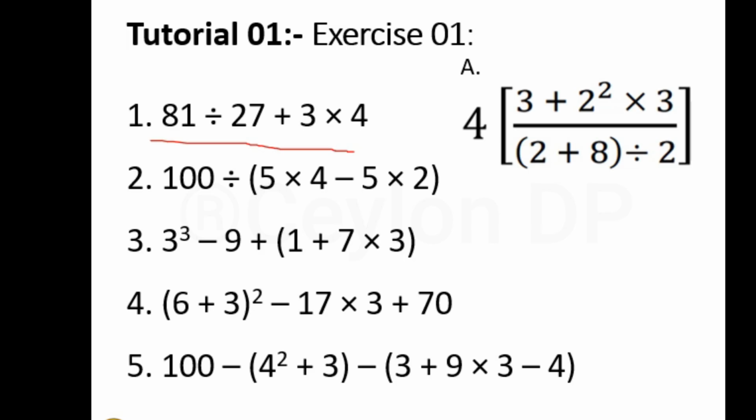B means bracket. Is there any bracket in your first one? No. But in some questions, the brackets are there. And O, if there is any power, no. But division, division is there. First, you have to solve this division and then multiplication, addition and subtraction.